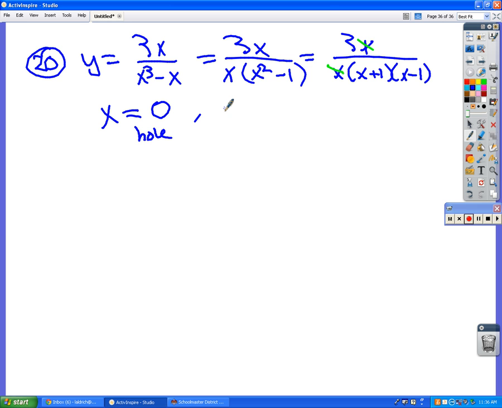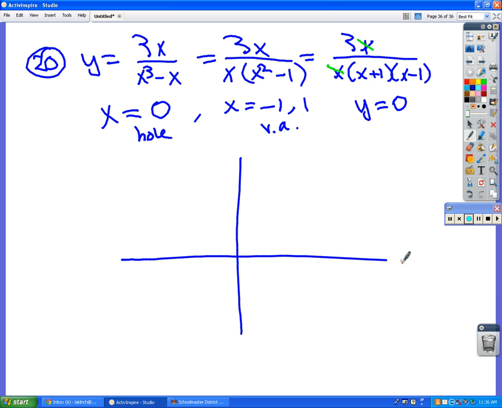What's going on at x equals negative 1 and 1? Vertical asymptote. And then what is my horizontal asymptote? Power on the bottom is bigger than the power on the top, so that means it is 0. Okay? So vertical asymptote at x equals negative 1. Vertical asymptote at x equals 1. And then the horizontal asymptote at y equals 0.